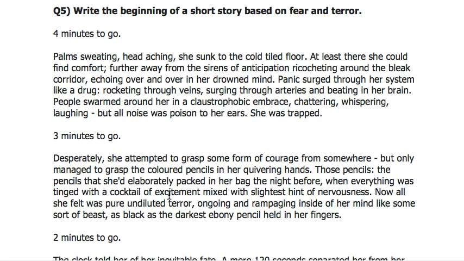Now, an interesting question because it is right at the beginning of a short story, and one of the temptations with this question 5 is to write the entire thing, and that is not what you want to do. Okay, so the beginning of a short story. So let's have a look, and it starts with 4 minutes to go.